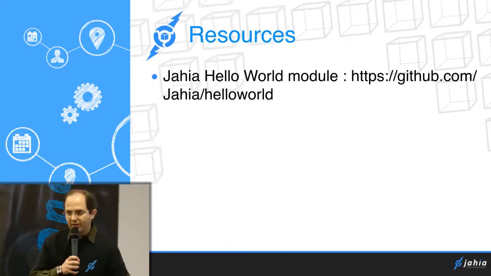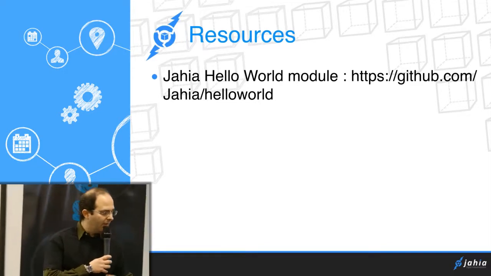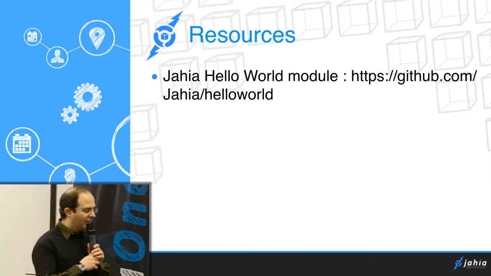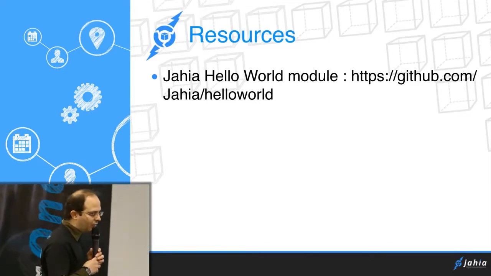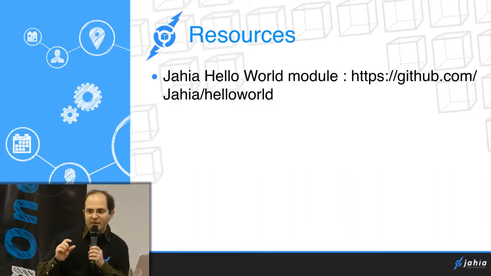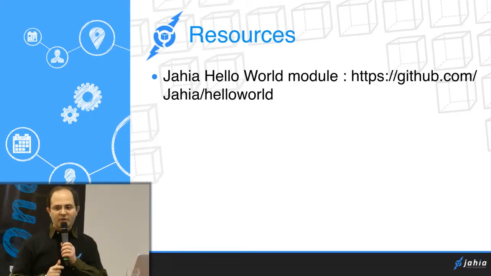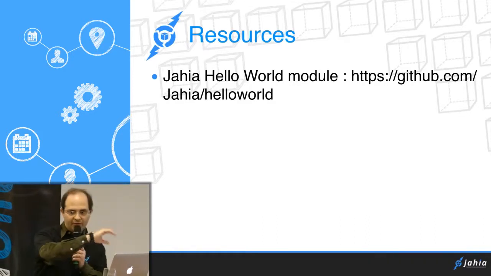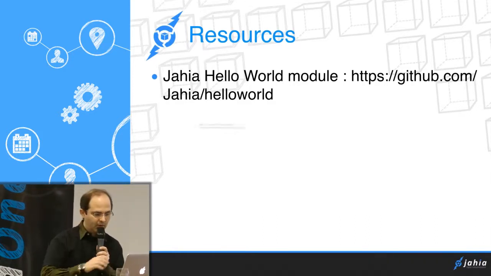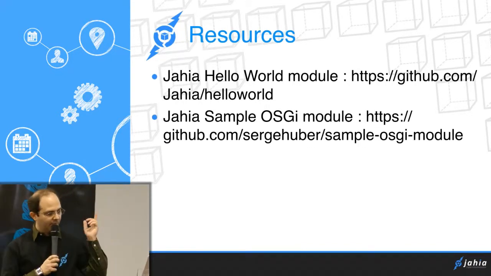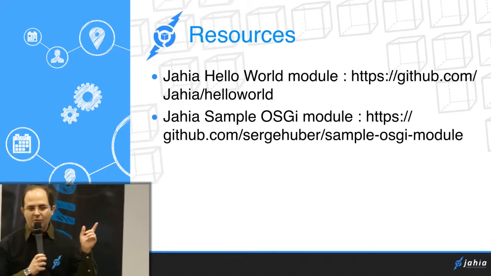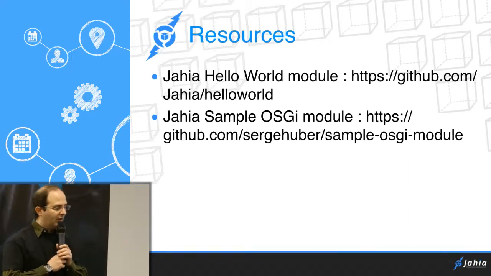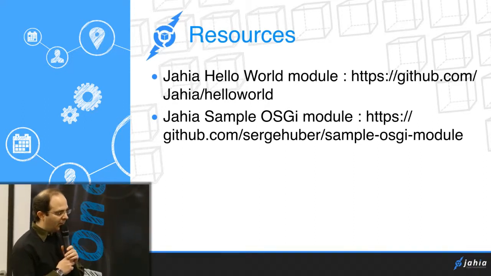Finally, and this is more important since I didn't go through them, a few resources on the web. We have a Hello World module that's really the minimalistic module you can make that's been converted to OSGi, but at the same location you'll also find a branch for Jahia 6.6. The module I've illustrated here with the Hello World, if you want to have a look at it, is also available on the web.